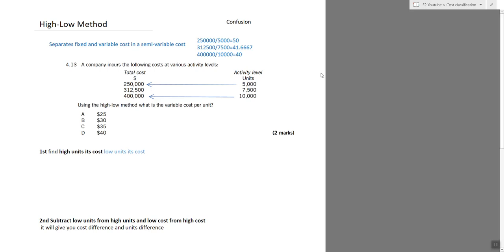In the Hi-Lo method, you start with units, don't start with cost. You take the high unit and its cost, even if the high units don't have the highest cost. Remember, we are not taking high unit and high cost. We are taking high units and its cost, and low units and its cost, even if the low units don't have the lowest cost. You decide based on units, not based on cost. So high units is 10,000, the cost of which is 400,000, and low units is 5,000, the cost of which is 250,000. So this is our data.